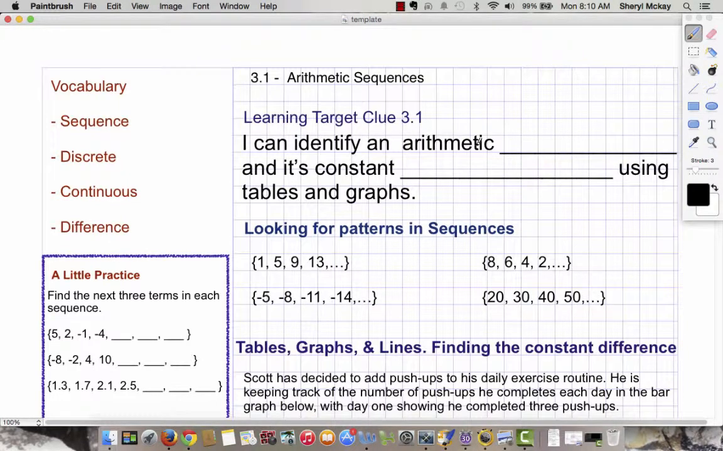Greetings, detectives. It's Mrs. McKay, and we're getting ready to start Case 3, Sequence Scenarios. And it's all about sequences. And sequences are kind of cool. And we're going to start with something simple, which is arithmetic sequences.